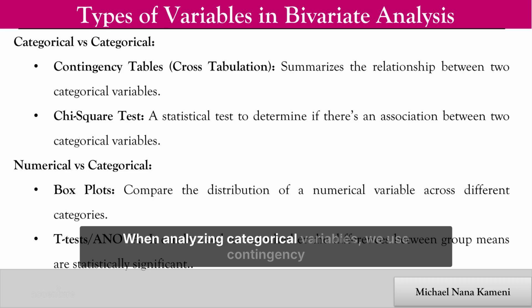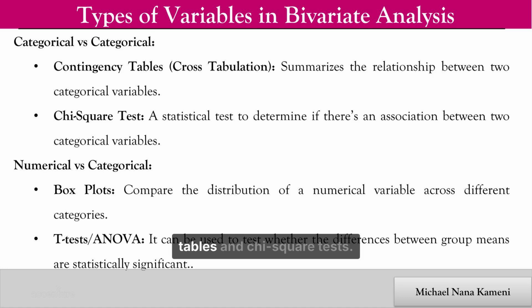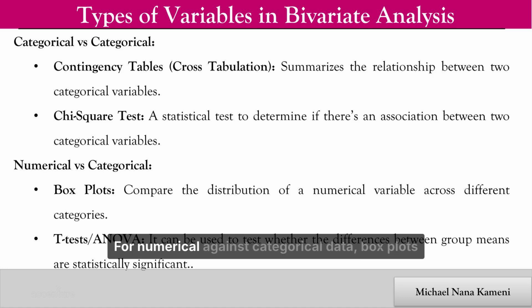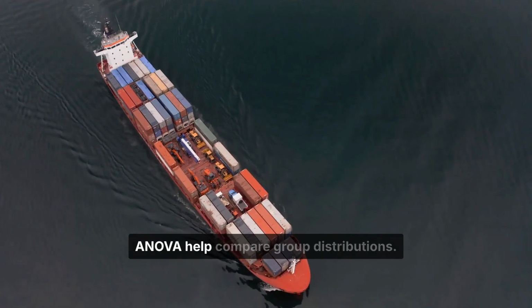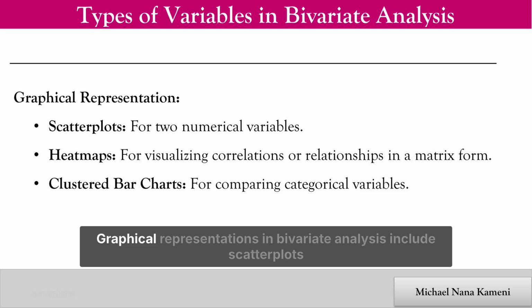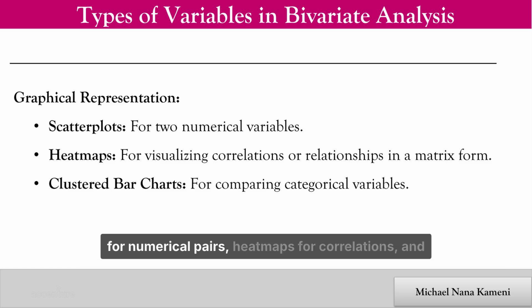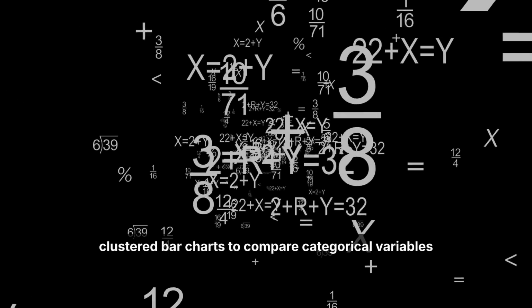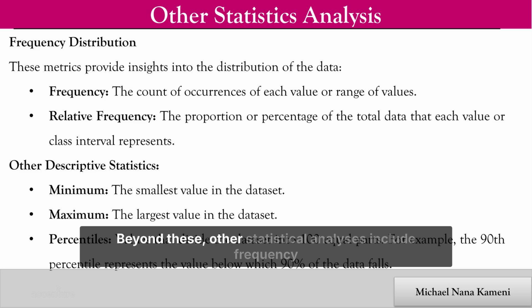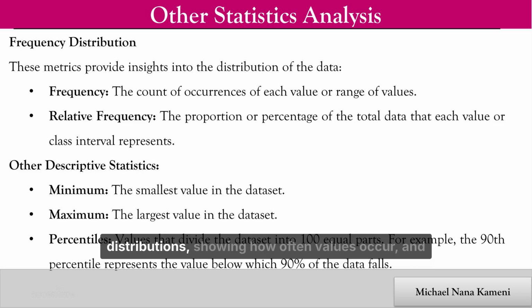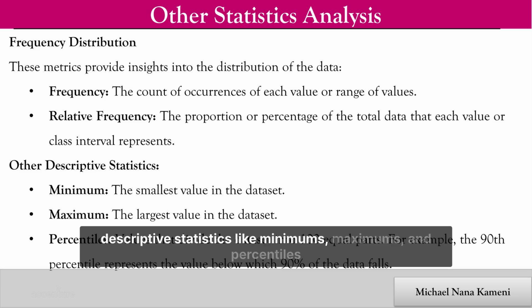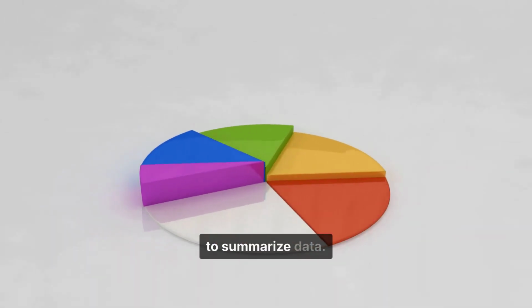When analyzing categorical variables, we use contingency tables and chi-square tests. For numerical against categorical data, box plots and t-tests or ANOVA help compare group distributions. Graphical representations in bivariate analysis include scatter plots for numerical pairs, heat maps for correlations, and clustered bar charts to compare categorical variables visually. Beyond these, other statistical analyses include frequency distributions, showing how often values occur, and descriptive statistics like minimums, maximums, and percentiles to summarize data.